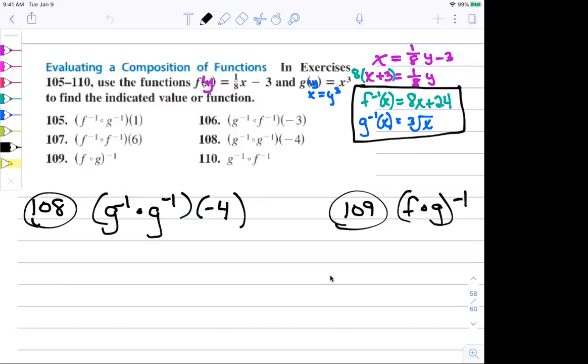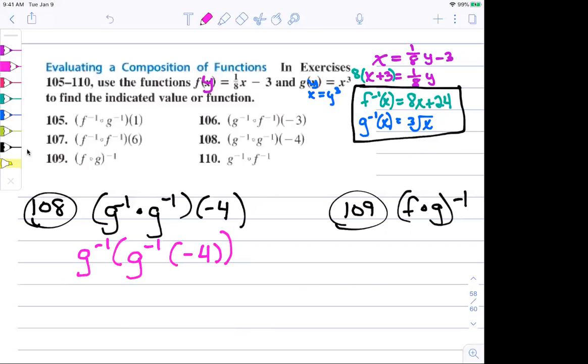So when I look at these problems written in this notation, I generally just like to change the notation so that it has the set of parentheses so I can see what's inside versus what's outside. So I would rewrite this as the inverse of g with the inverse of g and then of -4. So the first function is outside, and then the second function, it happens to be the same this time, is inside. And then there's also a -4.